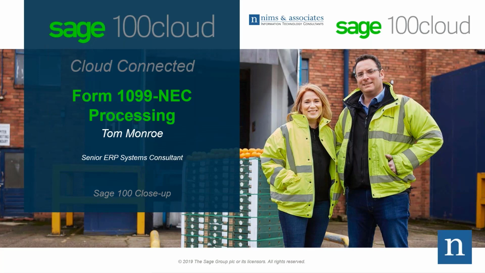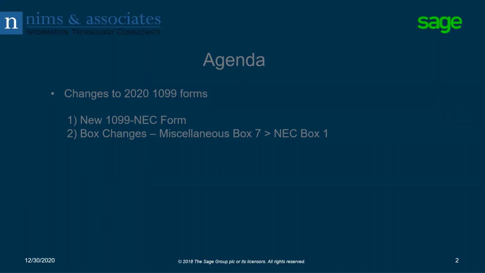Today, we're going to talk about the new 1099 processing for forms 1099 and 1099-NEC for non-employee compensation. So as you may know, there have been changes to the 2020 1099 forms. First of all, there's a new form called 1099-NEC for non-employee compensation. But this also has required box changes from the 1099 miscellaneous form. Basically, the information that has been in box 7 in the miscellaneous form in prior years will now need to be in box 1 of the new NEC form.